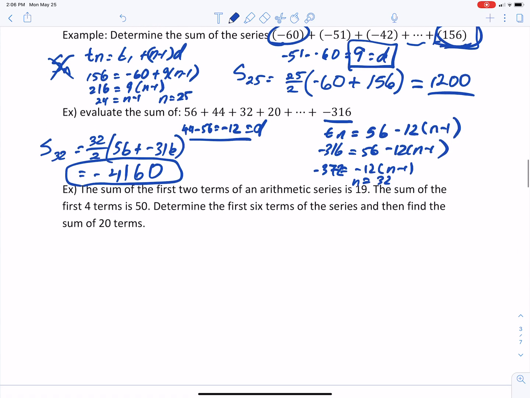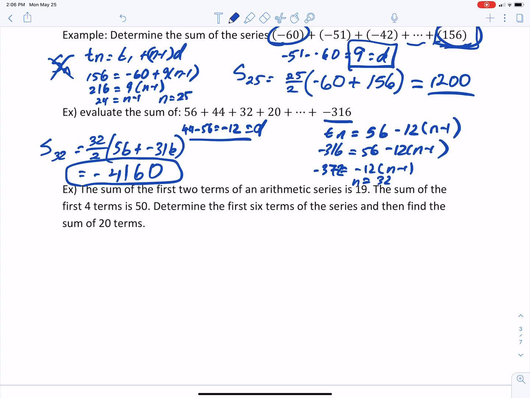And now, lastly, we're going to look at this problem. The sum of the first two terms of an arithmetic sequence is 19. The sum of the first four terms is 50. Determine the first 6 terms of the series, then find the sum of 20 terms. So we have a lot of things to do here.